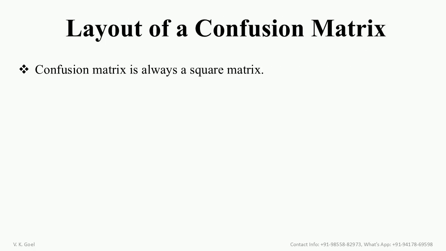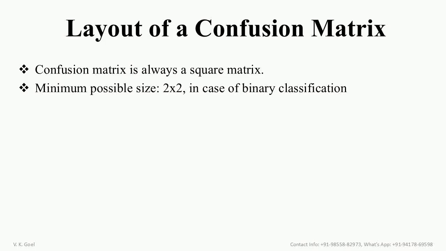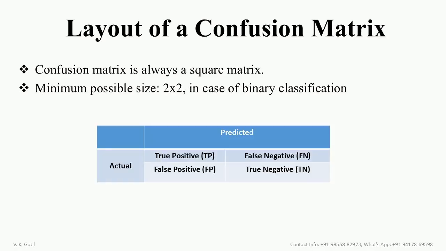A confusion matrix is always a square matrix. The number of classes determines the dimensions of a confusion matrix. Hence, it is obvious that the minimum size of a confusion matrix is 2 by 2, as in the case of a binary classification. A typical confusion matrix is shown here.